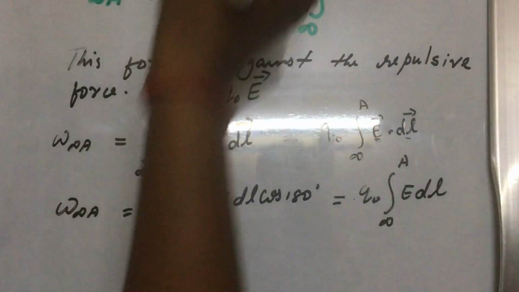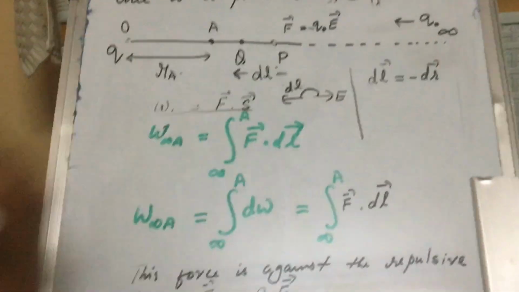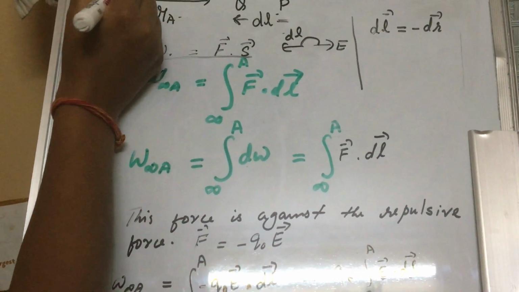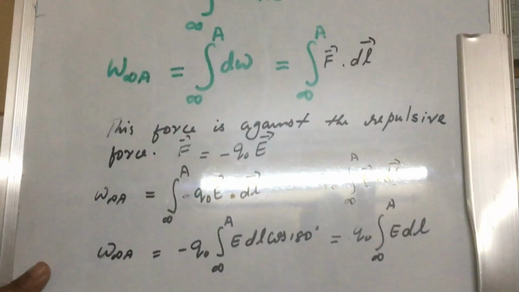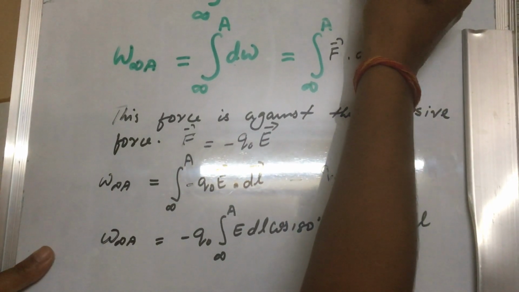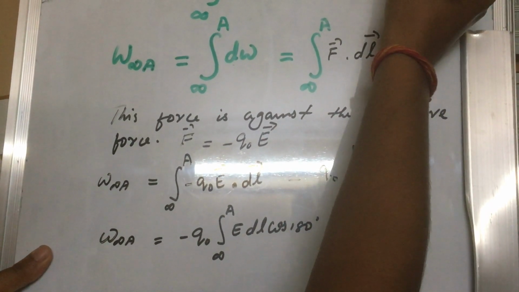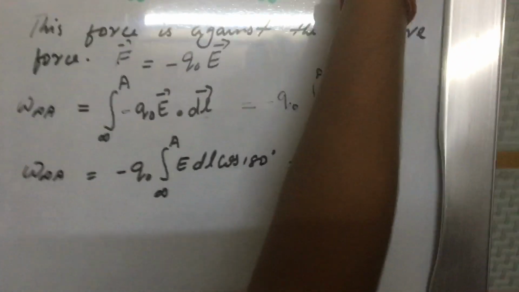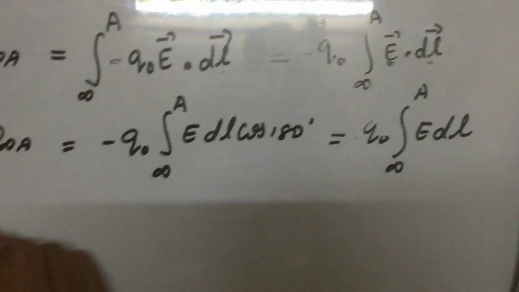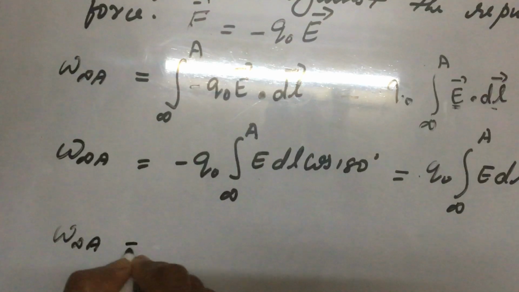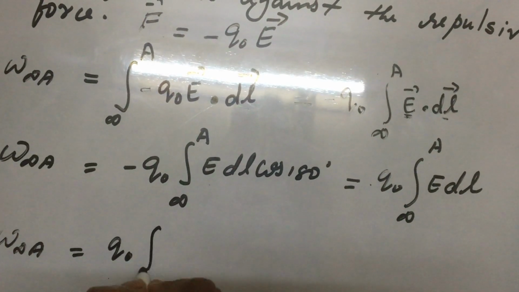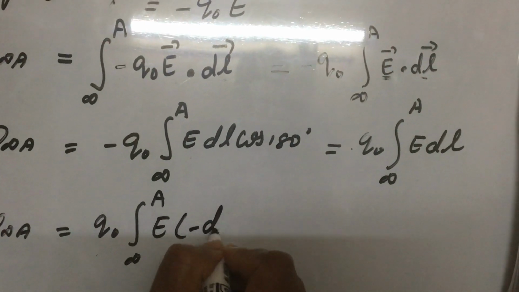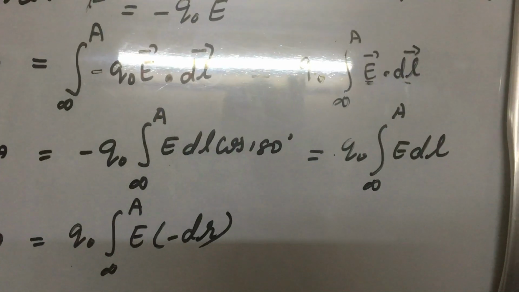But as I have said, this direction is the negative direction, right? Because it is moving against the field, while all our measurement is along this side. So we will take dl opposite to its movement, and we will put the minus on it. So this will be W infinity A equals Q0 times the integral from infinity to A of E into minus dr. You understand the logic behind it, right?